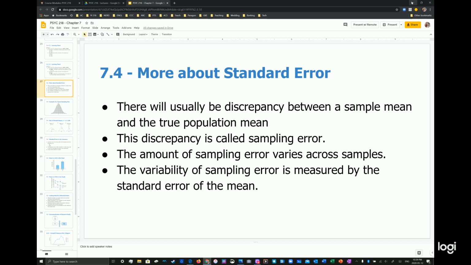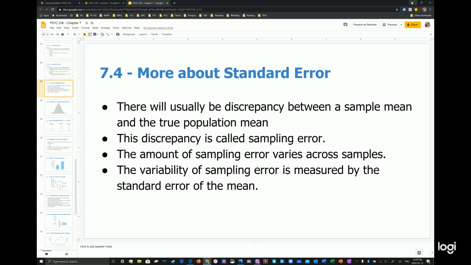Okay, hi again, students. So this is part 2 in chapter 7 as we focus more on standard error as well as finding or calculating z-scores with sample means in our distribution of sample means, or sampling distribution of means. So let's begin with standard error.